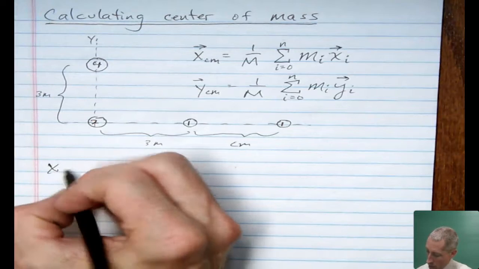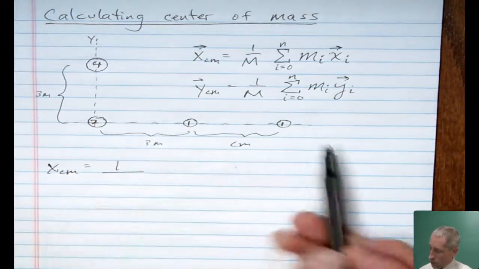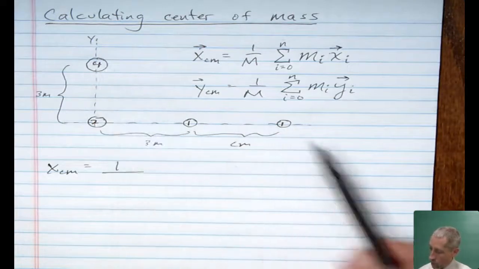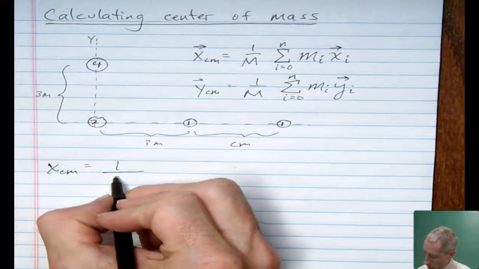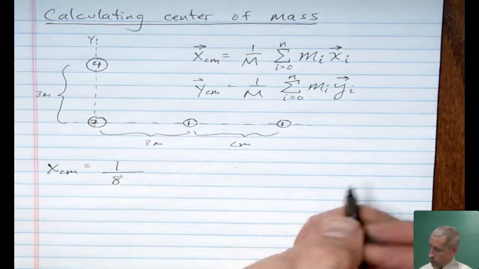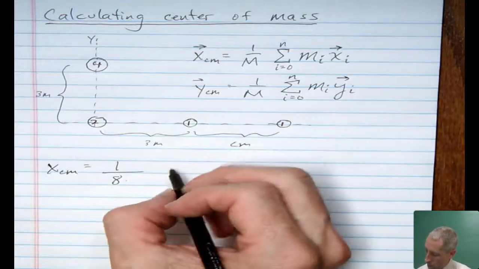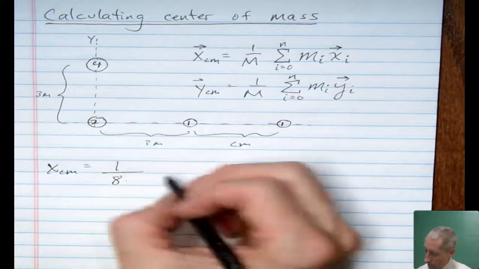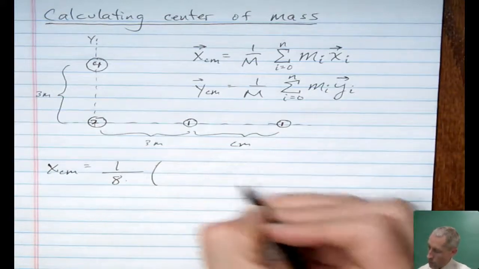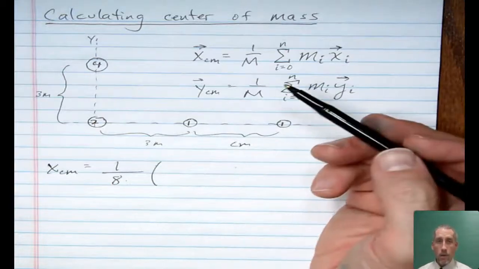So my x coordinate of the center of mass would be 1 over the total mass, which is 4, 2, 1, and 1. That's a total of 8. And then we'll just say kilograms, but I'm going to leave the units out just for clarity. And then I'm going to add together all of my parts. So I've got 4 things to add together. And each of those things is a product of a mass and a coordinate for where that mass is located.